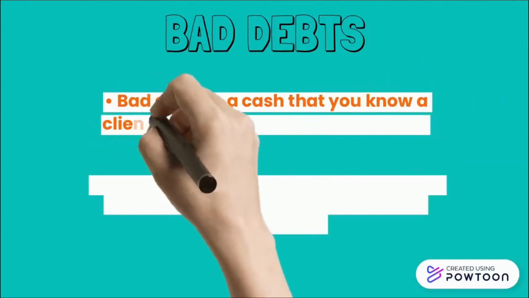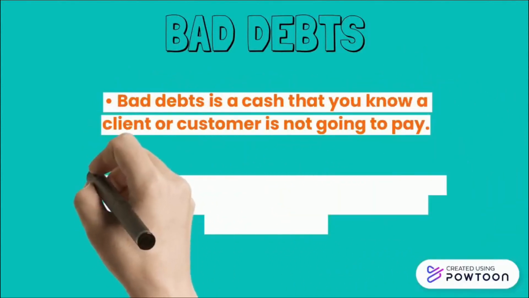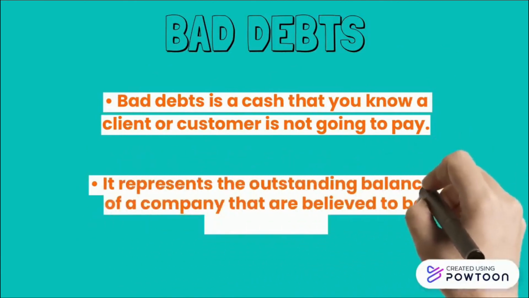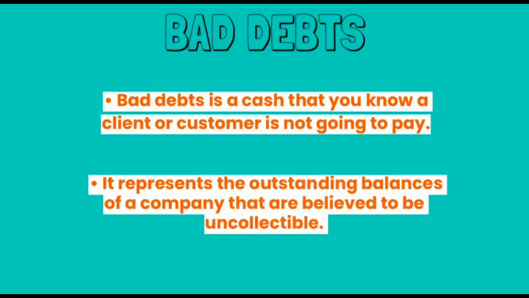So firstly, let's visit the definition of bad debt. Bad debt is any credit advanced by any lender to a debtor that shows no promise of ever being collected, either partially or in full. Any lender can have bad debt on their books, whether they are a bank or other financial institution, a supplier or a vendor. In other words, bad debt is cash that you know a client or customer is not going to pay. It represents the outstanding balance of a company that is believed to be uncollectible.